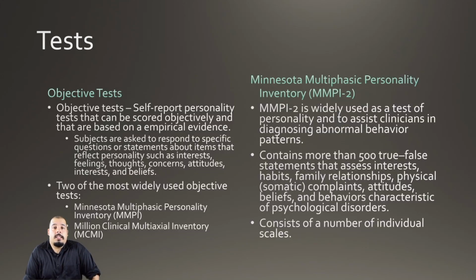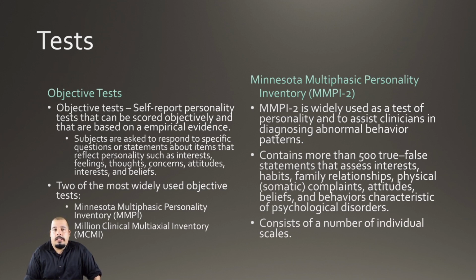Other psychological tests include tests of personality. One type of personality tests are objective tests. These are self-report, meaning you are given a series of questions and you answer the questions on your own. These tests are considered objective in the sense that they make use of a limited range of possible responses to items, based on an empirical or objective method of test construction.